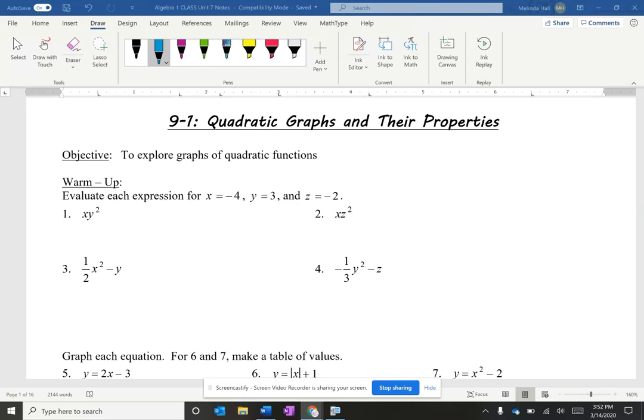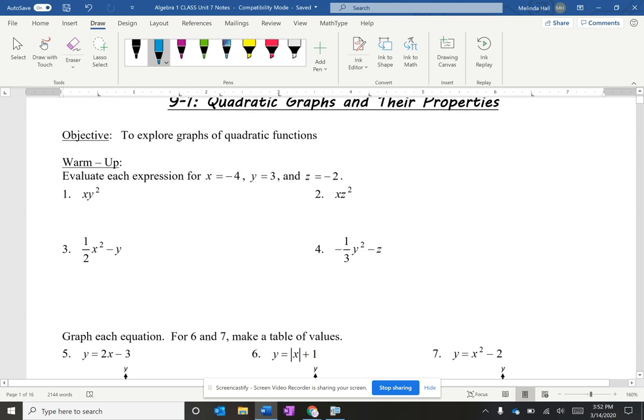Welcome to Unit 7, Lesson 1. We are going to be talking about quadratic graphs and their properties, mostly focusing on whether or not they open up or down and how wide or narrow they are. So to start off with the warm-up, we are just going to be evaluating expressions where x is -4, y is 3, and z is -2.